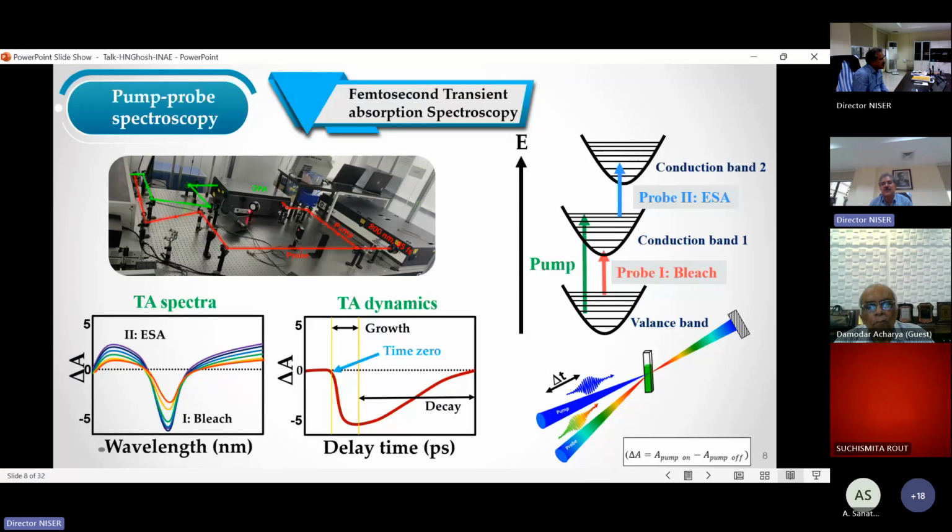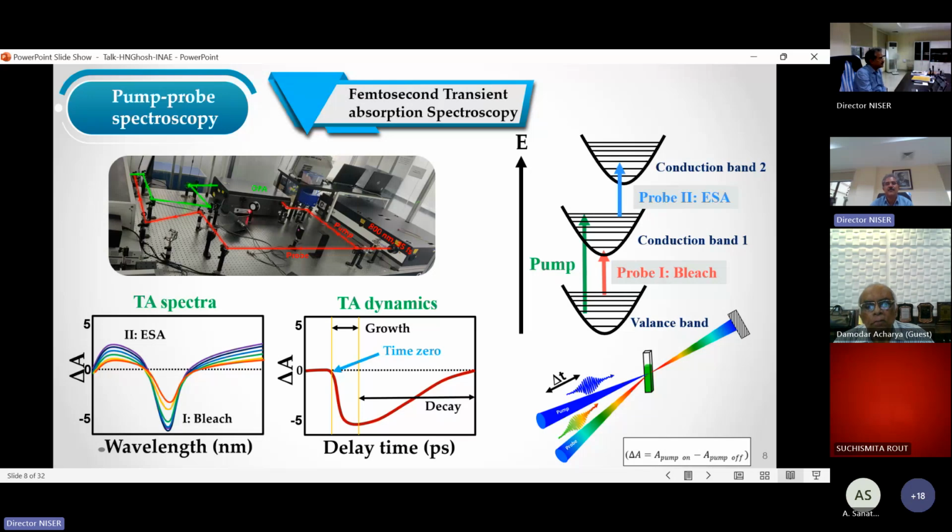You can tell electron transfer, hole transfer, recombination, relaxation, and cooling dynamics. Those are the important processes that take place in solar devices, which most people do not care about. They make the device and make the measurements. But if you want to improve the device efficiency, you should know the mechanistic aspect.